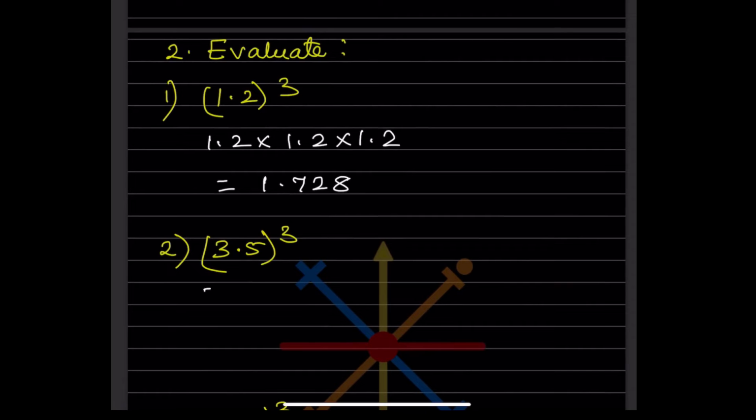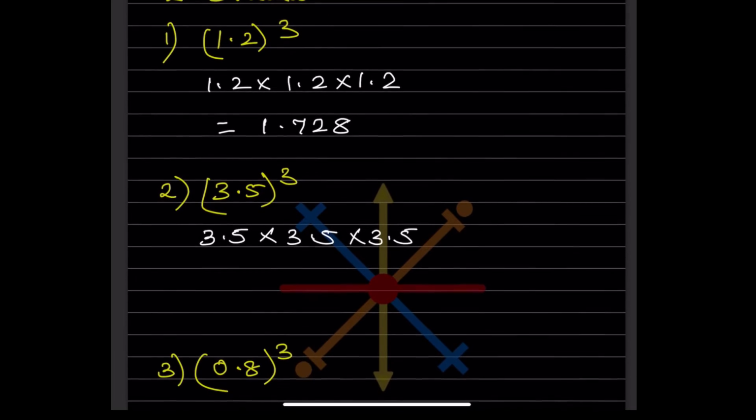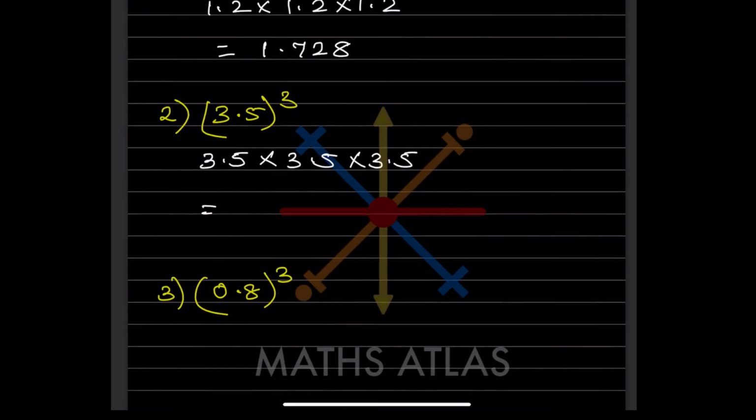Again this will be 3.5 into 3.5 into 3.5. You can just multiply and see the answer. You can write the answer over here when you multiply it, so that will save time.